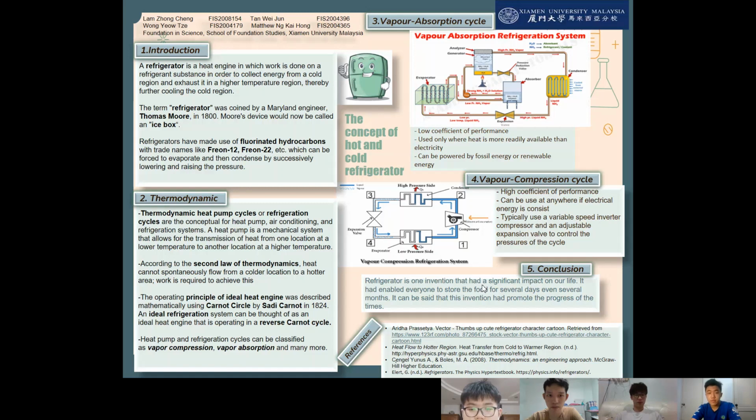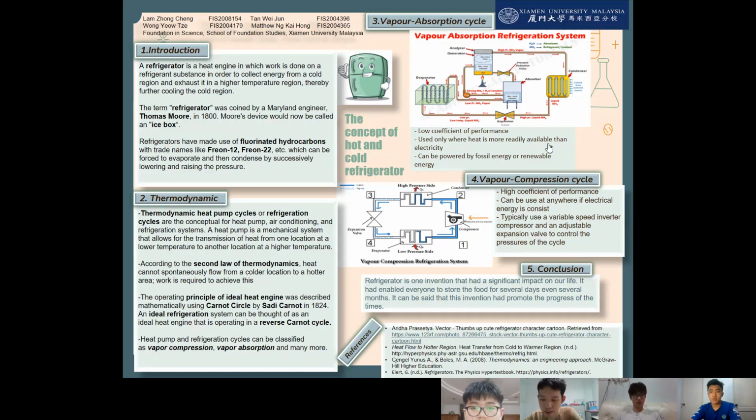Some work is required by the liquid pump, but for a given quantity of refrigerant, it is much smaller than that needed by the compressor in the vapor compression cycle. However, the generator requires a heat source which would consume heating energy unless waste heat is used.